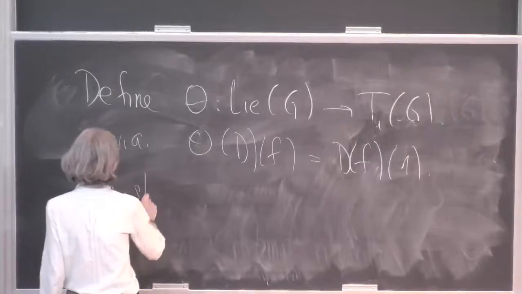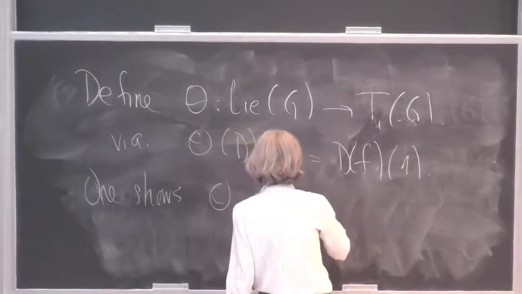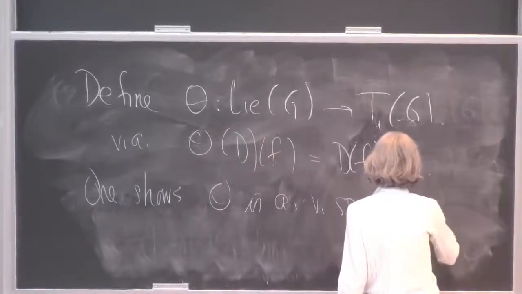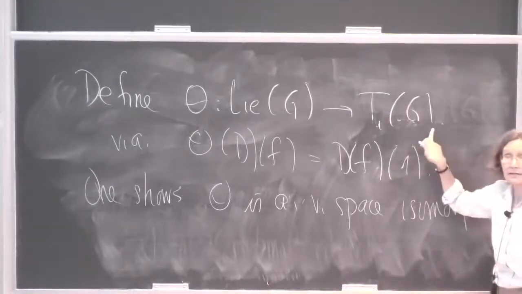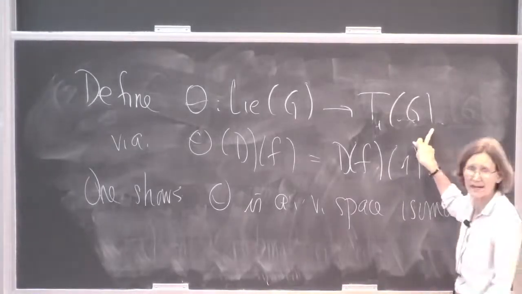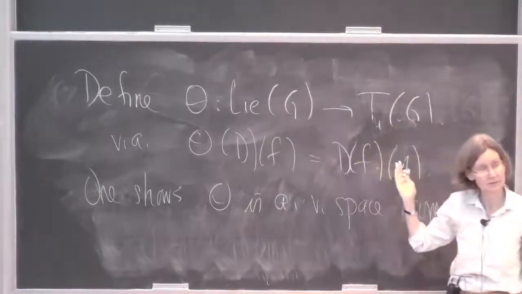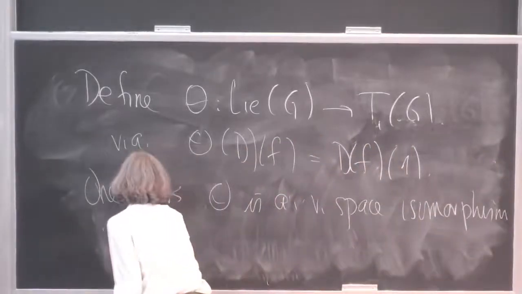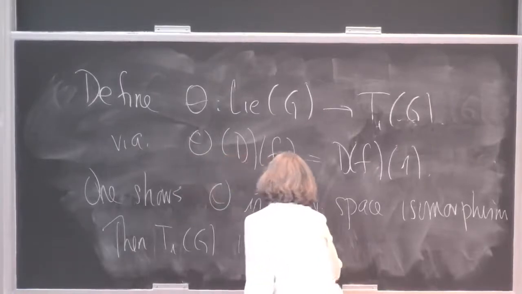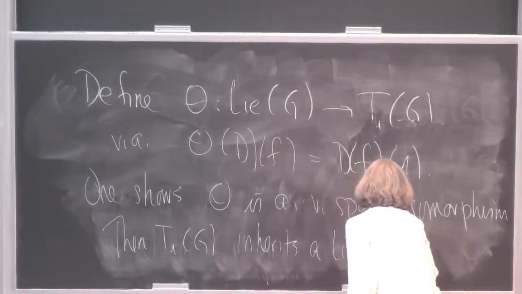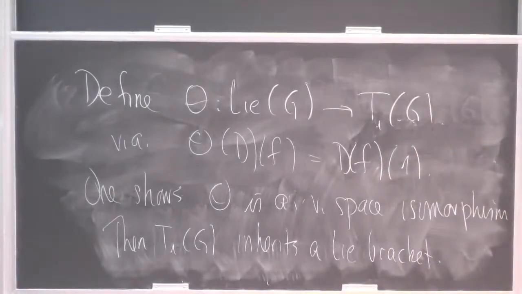So one shows that theta is a vector space isomorphism. And so I can give this guy a Lie algebra structure. Otherwise you don't have it. It's not obvious what the Lie bracket should be here, but it inherits a Lie structure because I can just carry it over from there. So this T1 of G inherits a Lie bracket. Okay, so why do I care?